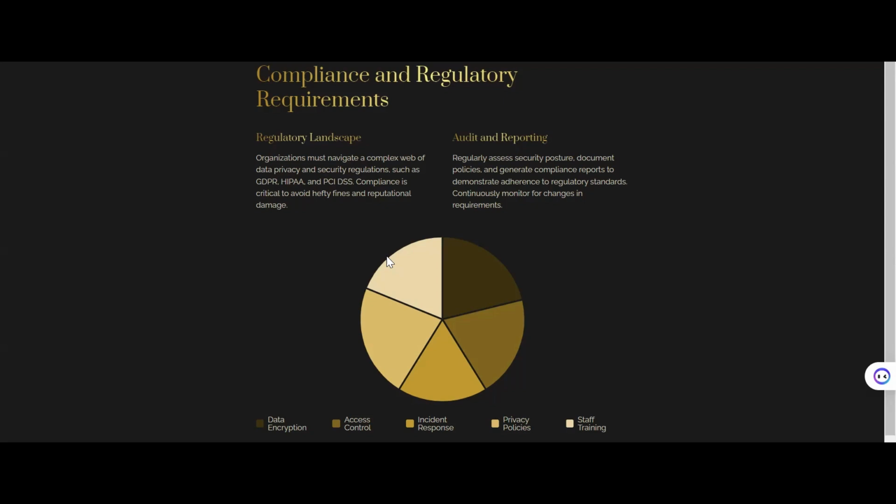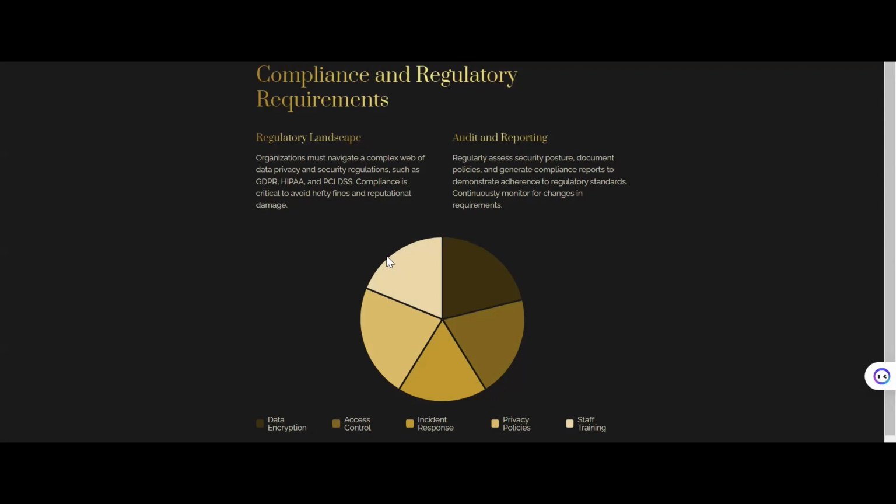PCI-DSS usually applies in the financial sector, the payment card industry, so it is widely used there. These are regulatory requirements, regulations, standards. Compliance is critical to avoid hefty fines and reputational damage. Just in case somebody breaks those mandatory requirements, they would get a heavy fine, and they also suffer reputational damage, which is really important for any company running in a competitive market.